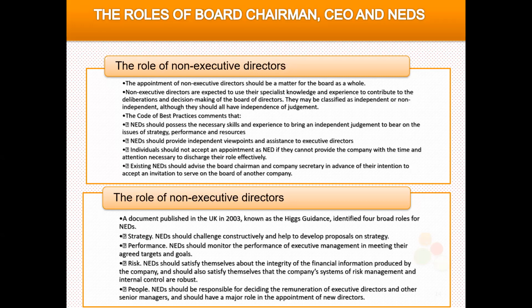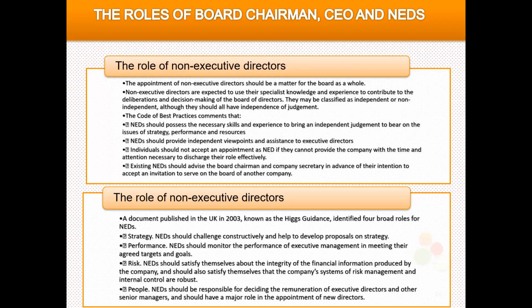Now let's talk about the broad roles of NEDs. Number one is strategy, depending on where you're coming from. This is from a document that was published in the UK in 2003. So you can clearly see that Ghana borrows a lot of concepts from the UK.